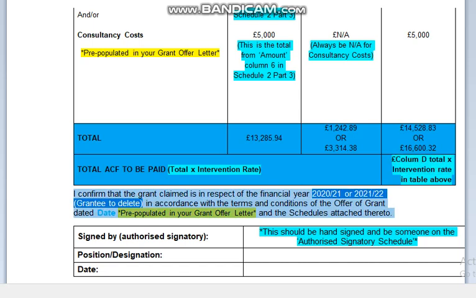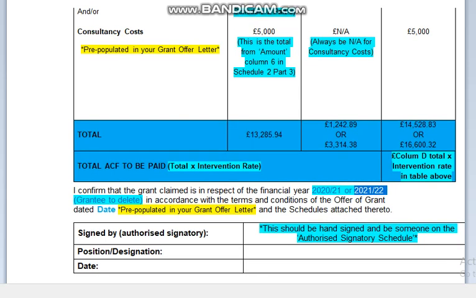Last couple of things, just moving on to the statement here. If you can just delete the financial year that's not applicable, 2021, 21 to 22. We asked you before to have the authorised signatory schedule to hand. This is so that you can see who's eligible to sign grant claim forms. Anyone who's included in this claim is not eligible to sign this form. This is usually the treasurer, the director, or a partner that's eligible to sign this.